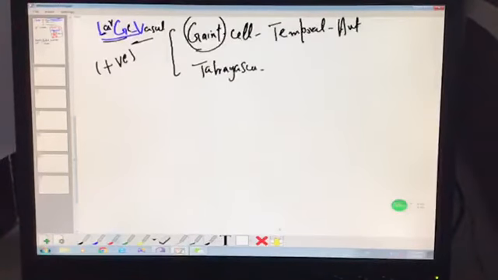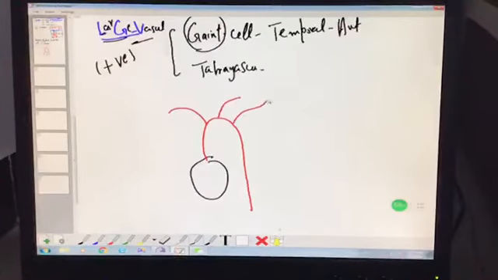A large vessel, for example, here is the heart. The type of large vessel is the aorta, and the aorta gives branches here, the carotid and subclavian. So the aorta here is from the heart: the ascending aorta, then the arch of the aorta.